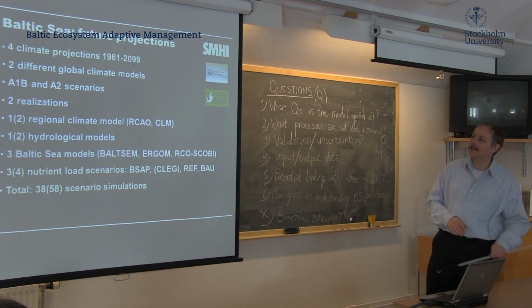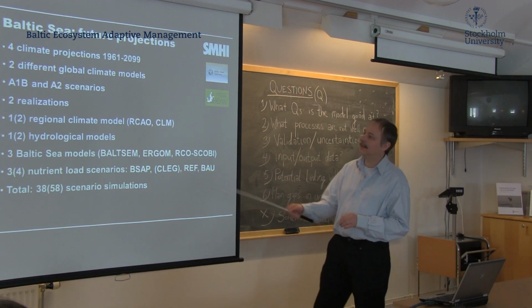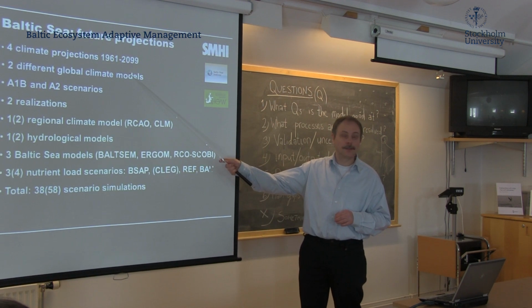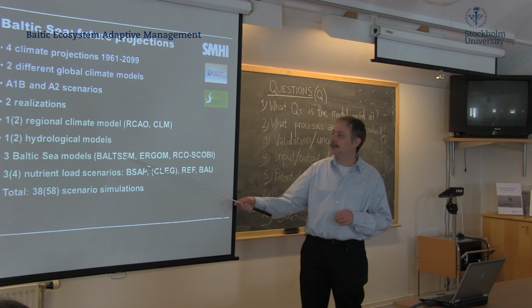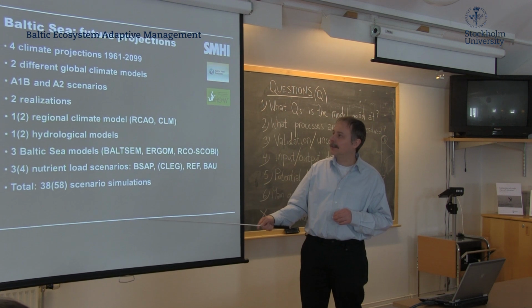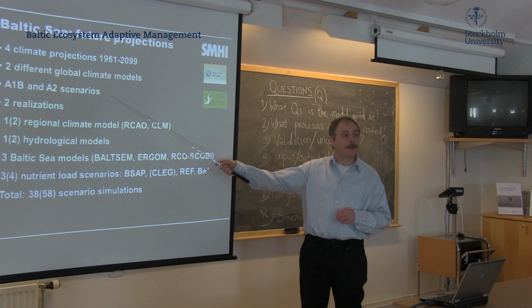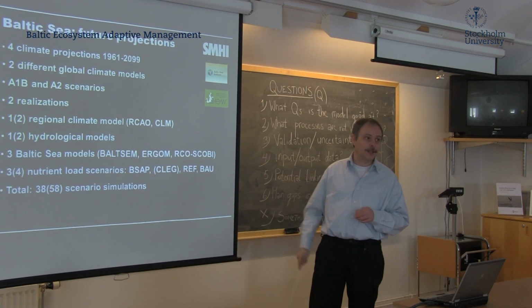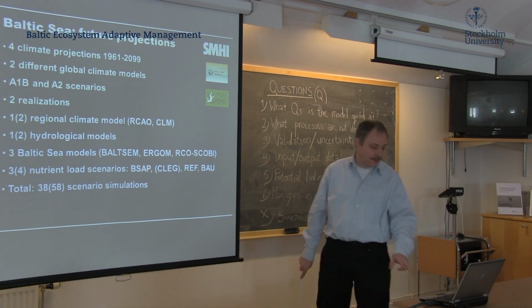And the error bar is then reflecting, for instance, the uncertainty in global models, or the uncertainty in Baltic Sea models, or the uncertainty in greenhouse gas emissions, or whatever you like. If you put everything together, then everything is included in the error bar. So that's the idea.